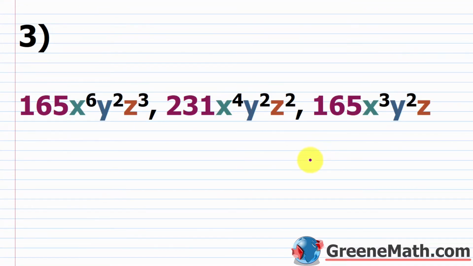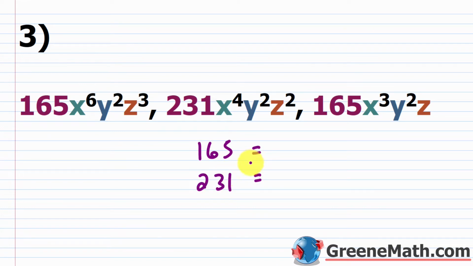All right, let's look at problem number 3. So we have 165x to the 6th power y squared z cubed, and then 231x to the 4th power y squared z squared, and then 165x cubed y squared and then z. We only have two different coefficients here. You have 165 here and here, so I'm just going to list that once, and then I'm going to list my 231 here.